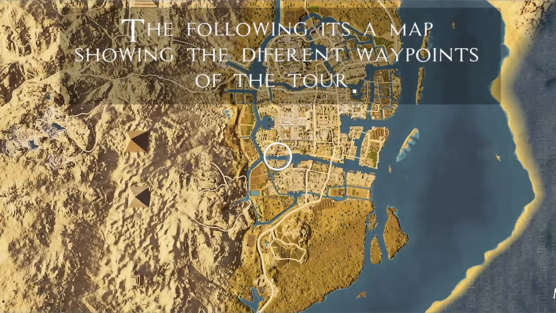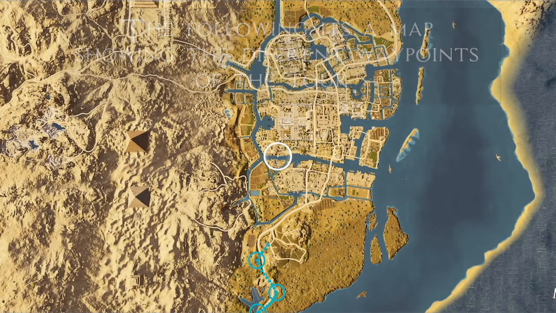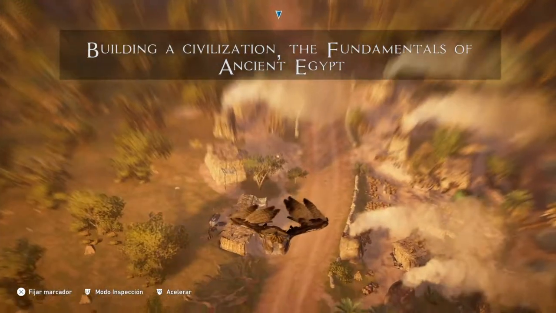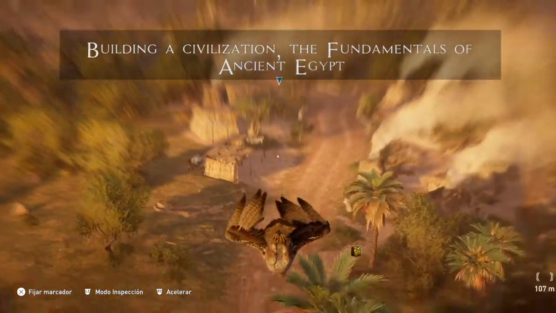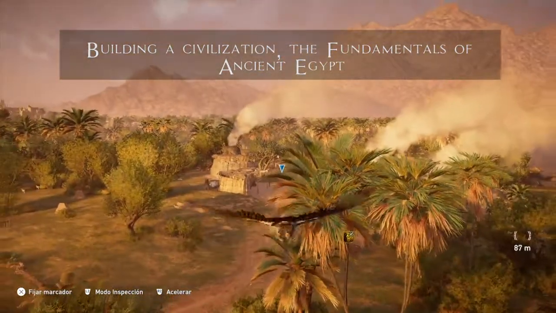Of course, there are many fundamentals that we can gather. Nevertheless, in the following tour we will only cover 9 of the ones which led to the exponential expansion of this civilization. Building a civilization: the fundamentals of ancient Egypt.